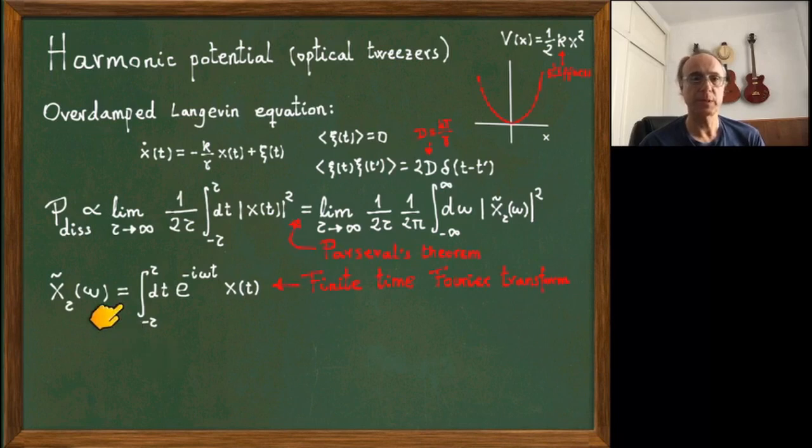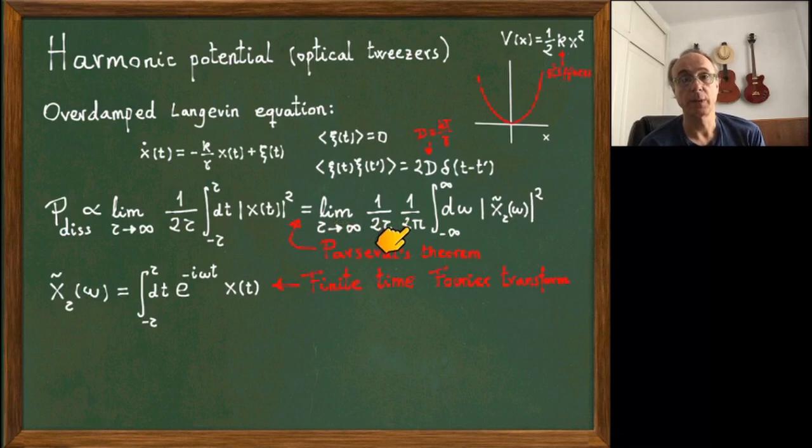Let me add some comments. Some people define this with 1 over the square root of 2 pi. In this case, you don't need the 1 over 2 pi here, because if you define the Fourier transform like this integral, with 1 over the square root of 2 pi, then it is unitary. So the norm in real space is equal to the norm in frequency space. But we have decided to do it without the 1 divided by 2 pi, and then there is 2 pi here.